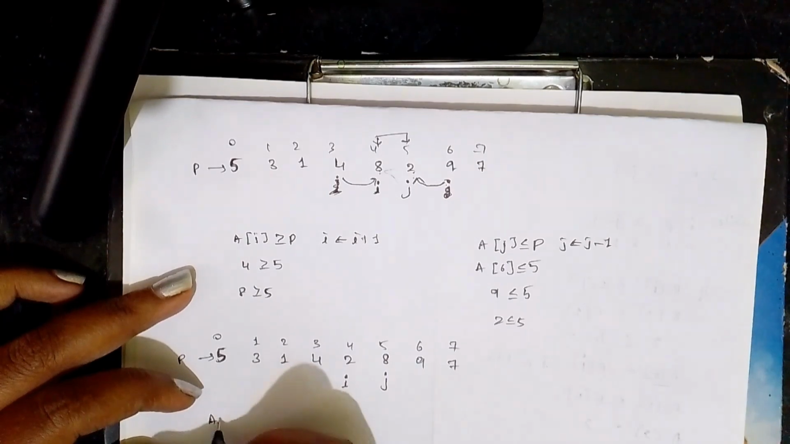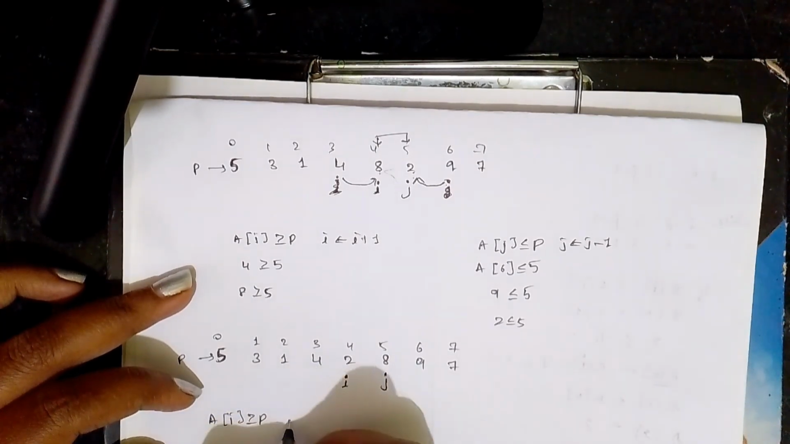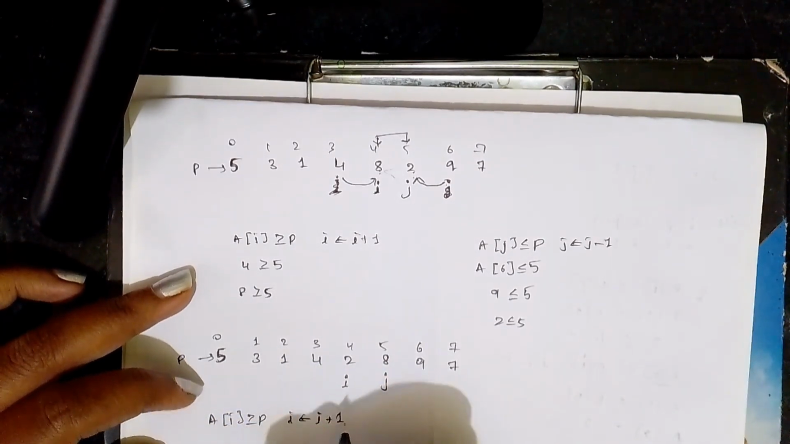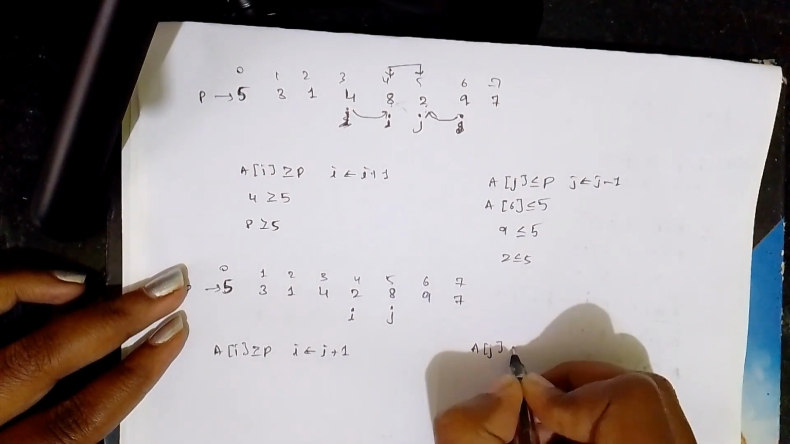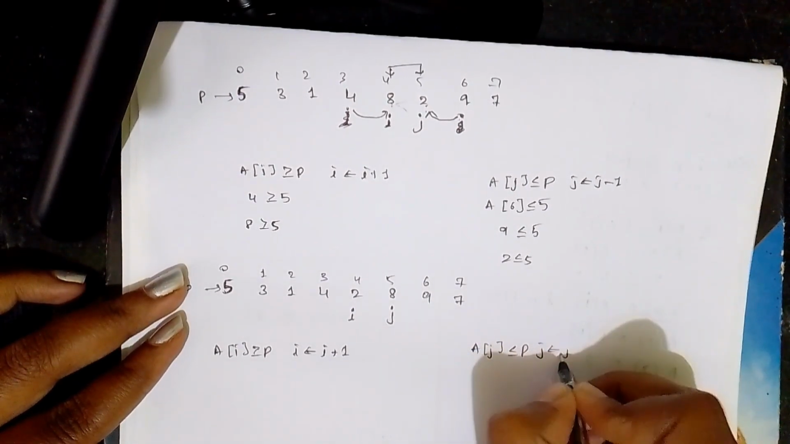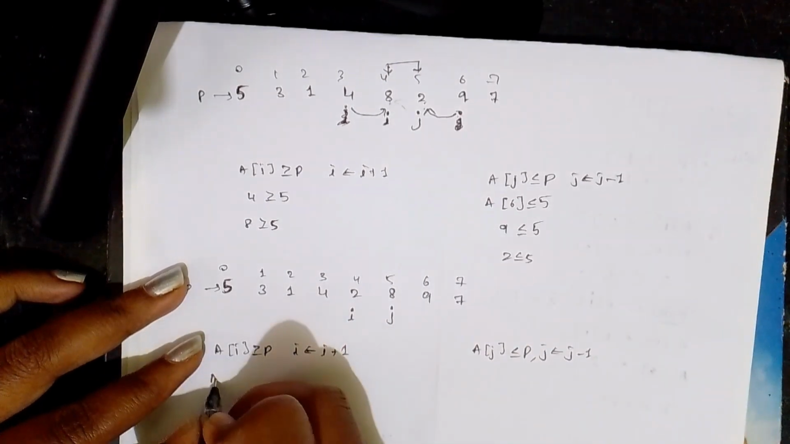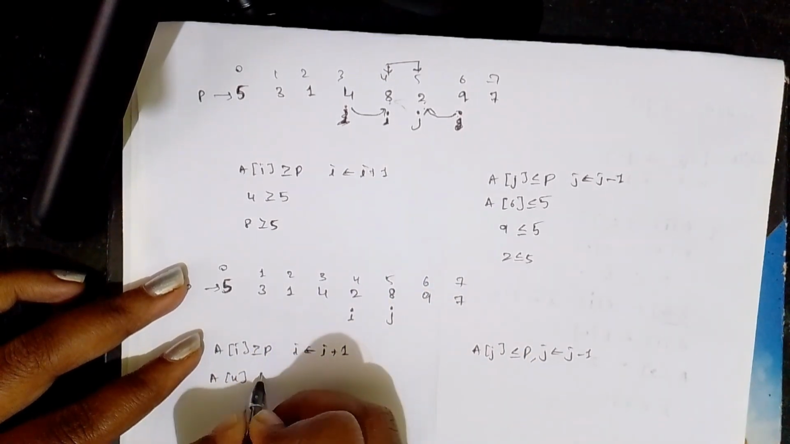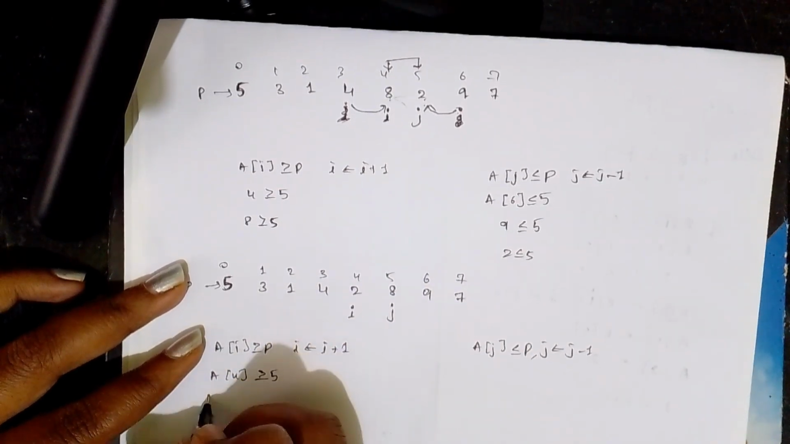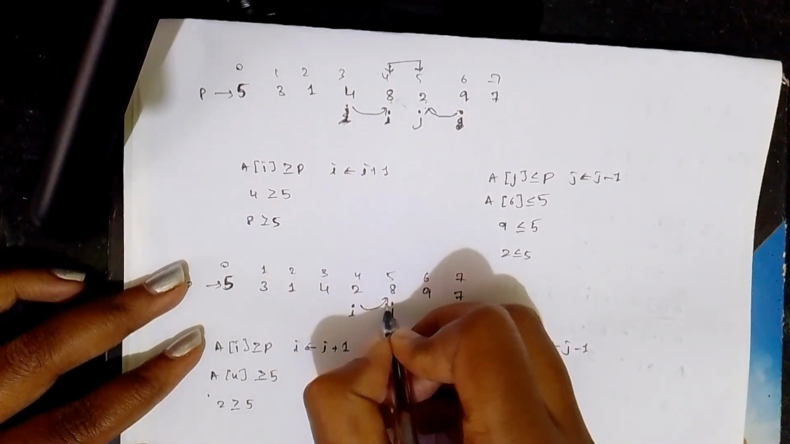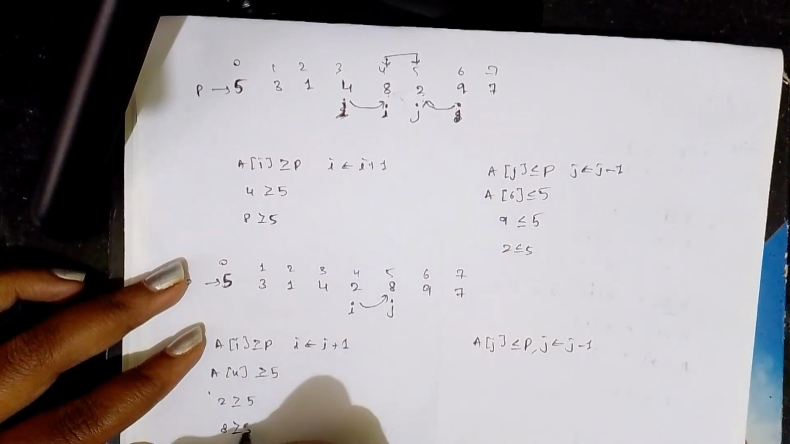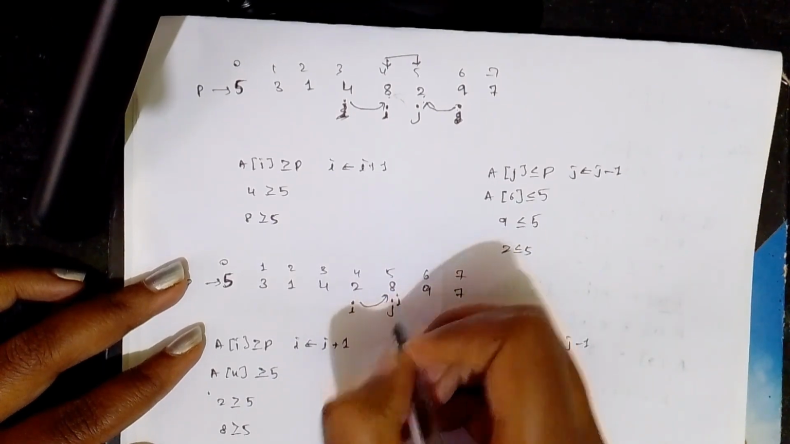Now again doing the same procedure. Here j. Here a of 4, we have pivot element 5. A of 4 is 2. 2 is not greater than 5, so we have to move further here, right? 8 is greater than 5, so I will stop here, right?